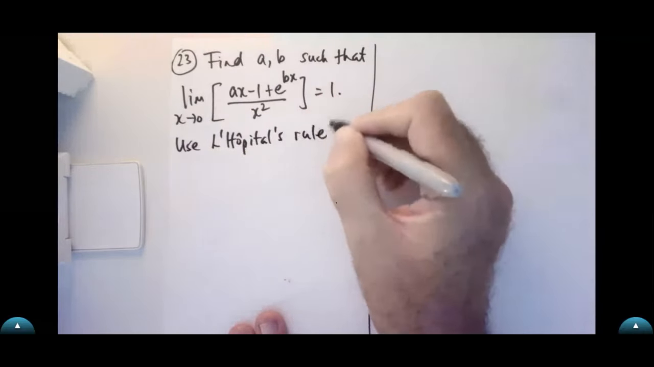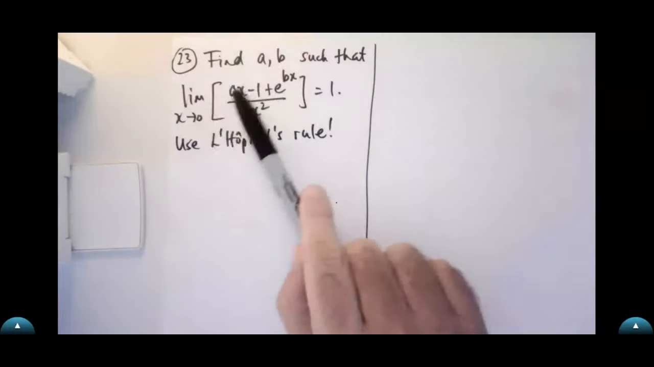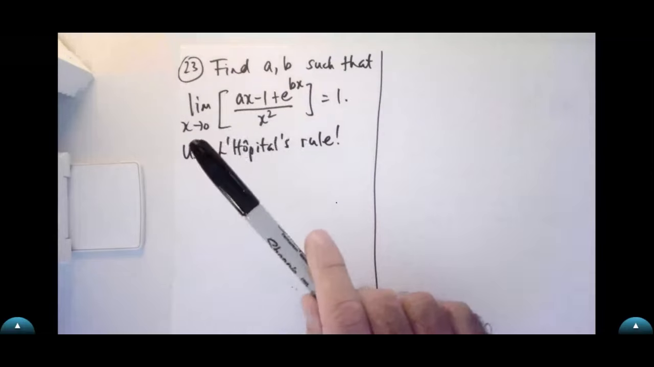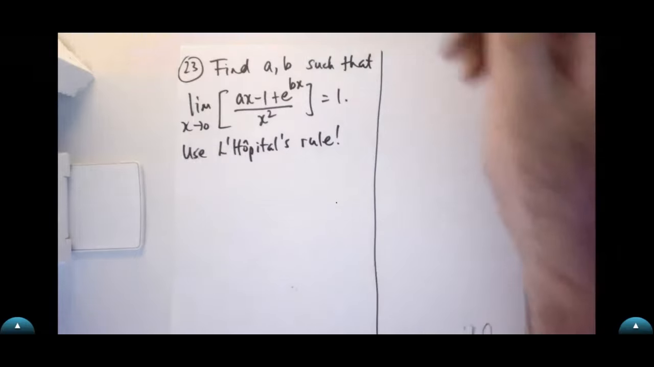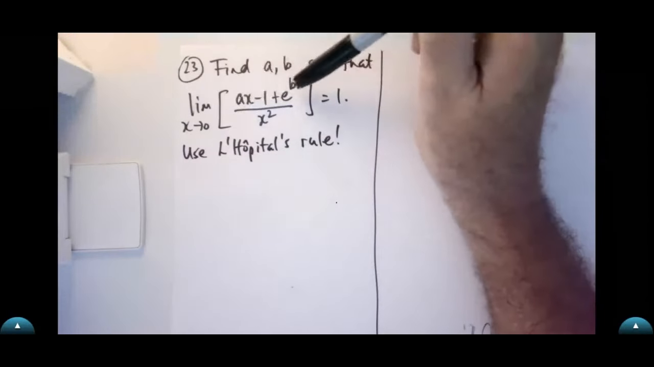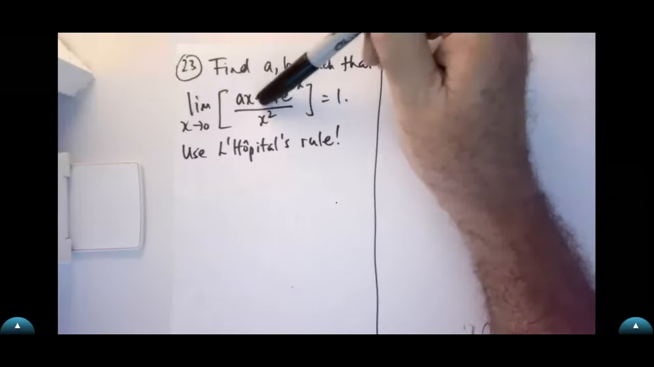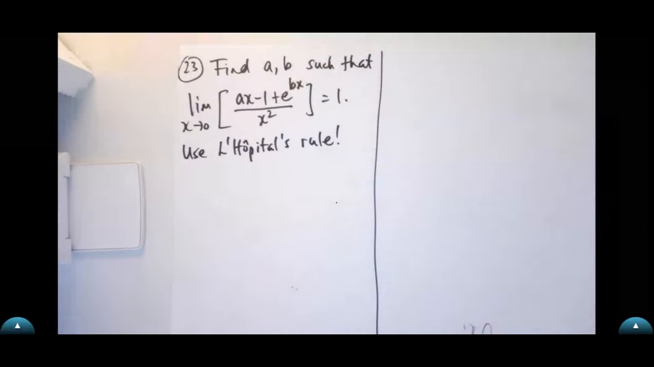Let's use L'Hopital's rule. Okay, so if I just put in x equals 0, that disappears. Yeah, if I put in x equals 0, that disappears. This becomes 1. So I'll get 0 on the top and 0 on the bottom.